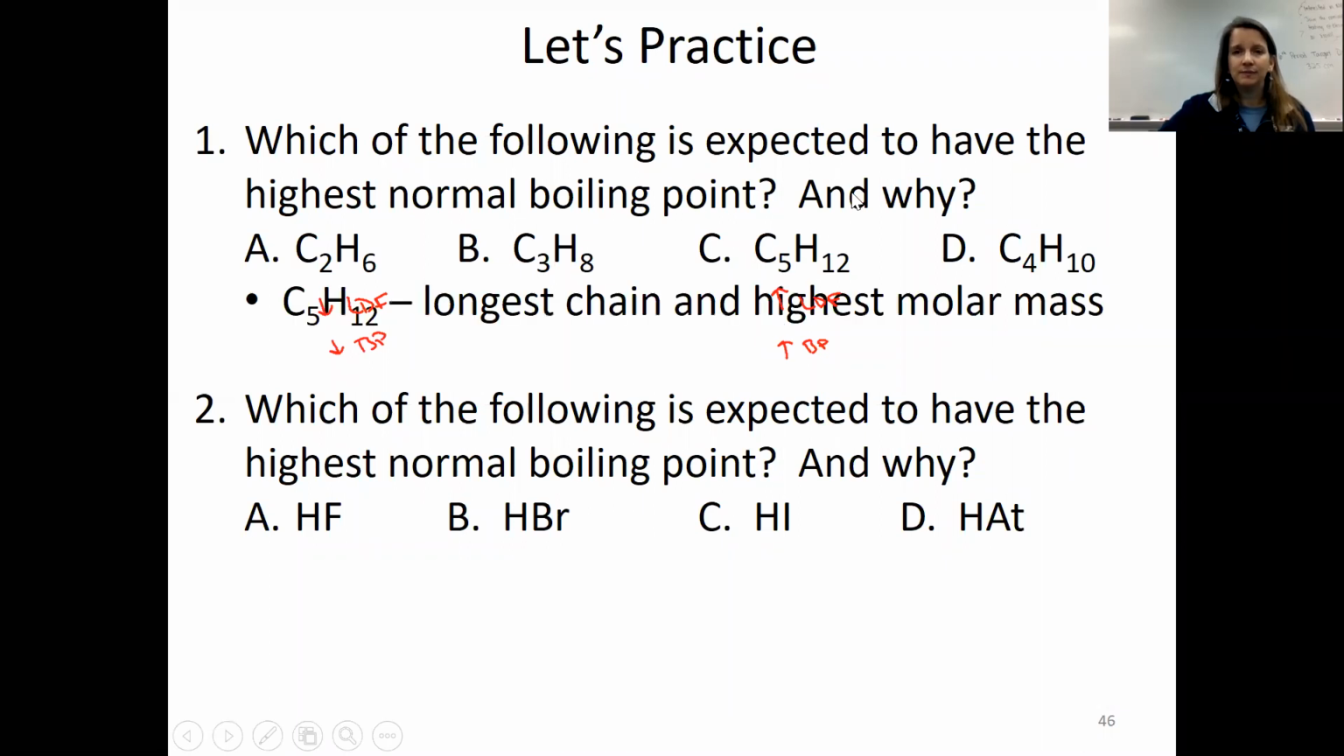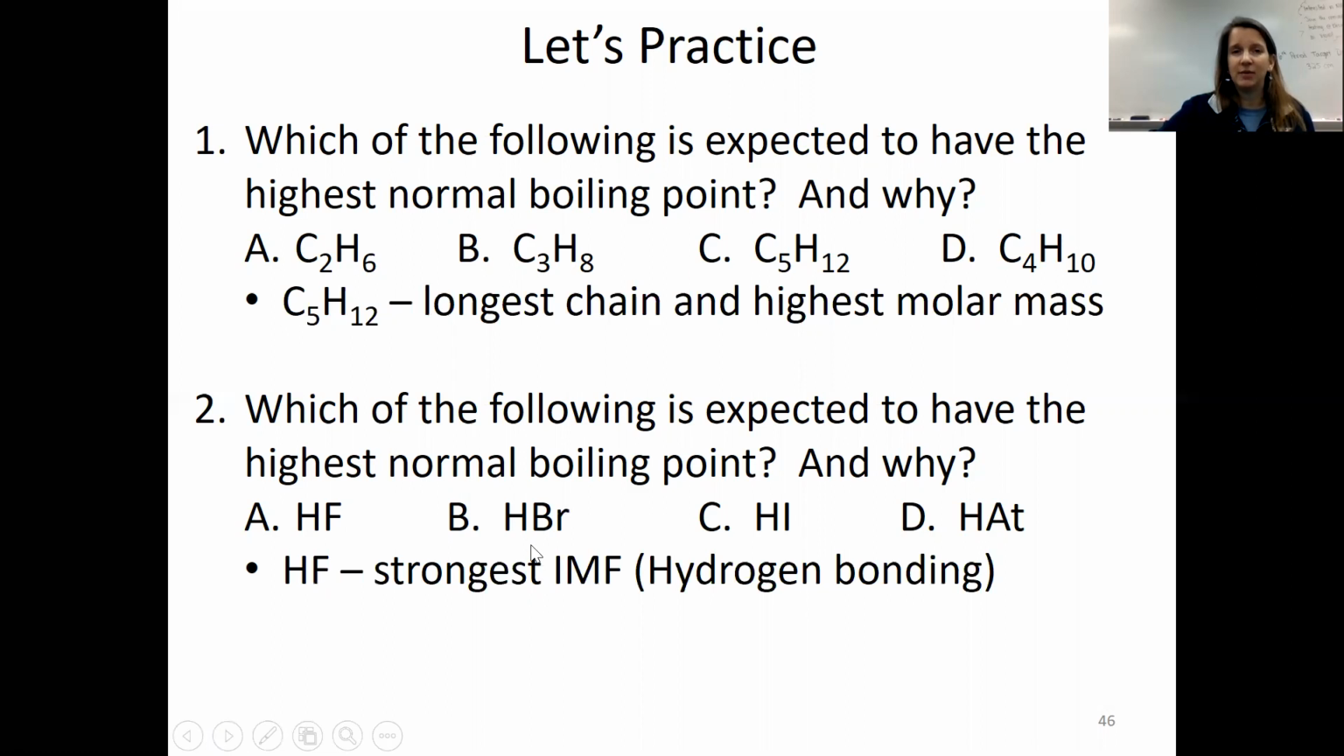And number 2, which of the following is expected to have the highest normal boiling point and why? I can look at all of these. What do I notice in all of these? They all have hydrogen. Are any of these hydrogen bonds? Because hydrogen bonds would be higher than a dipole-dipole interaction. In a hydrogen bond, you would expect to see stronger IMF and thus a higher boiling point. So HF would have the strongest IMF, which would have a higher boiling point.